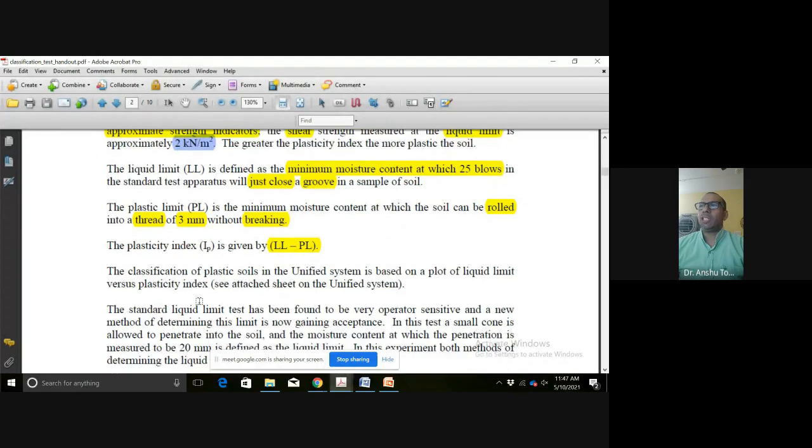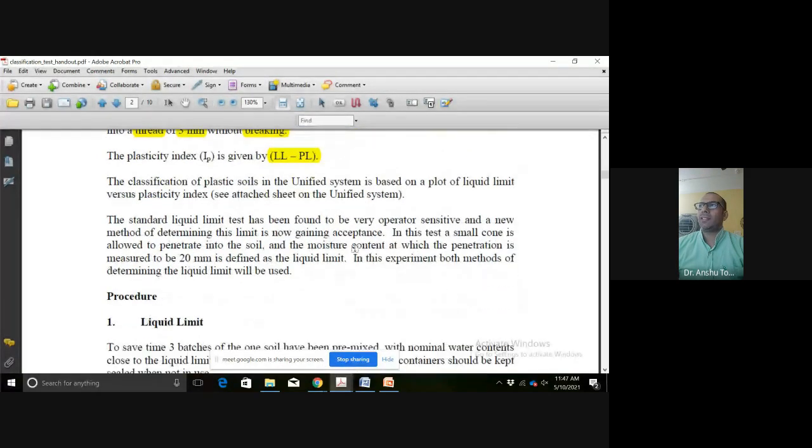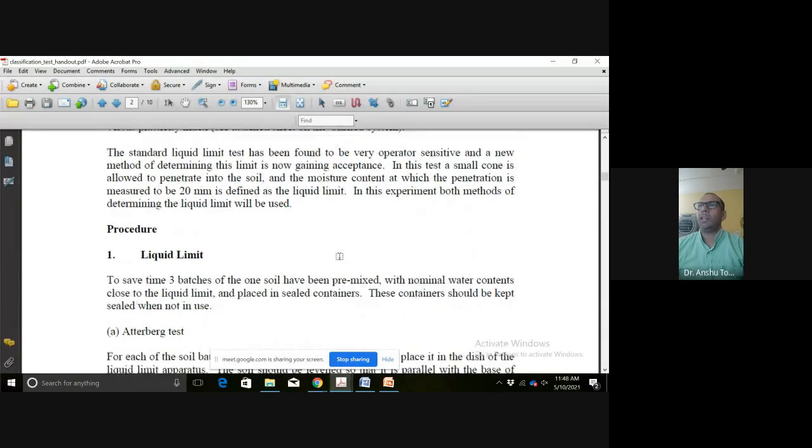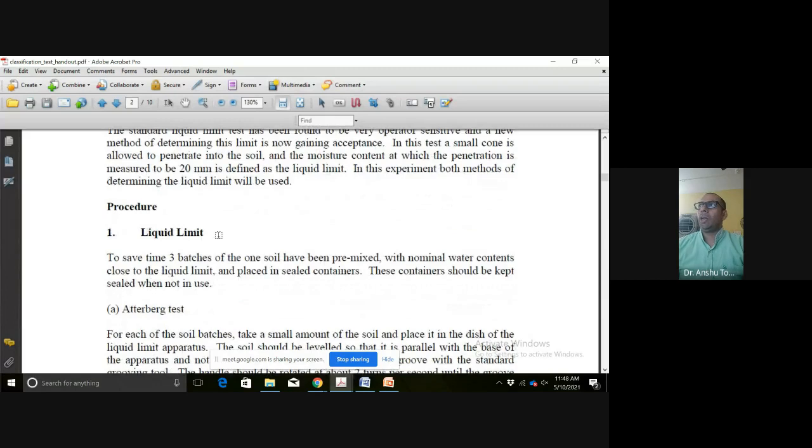The classification of plastic soils in the unified system is based on the plot of liquid limit versus plasticity index. So it is liquid limit versus plasticity index, not plastic limit. In this test, a small cone is allowed to penetrate into the soil, and the moisture content as the penetration is measured to be 20 mm, is defined as the liquid limit.